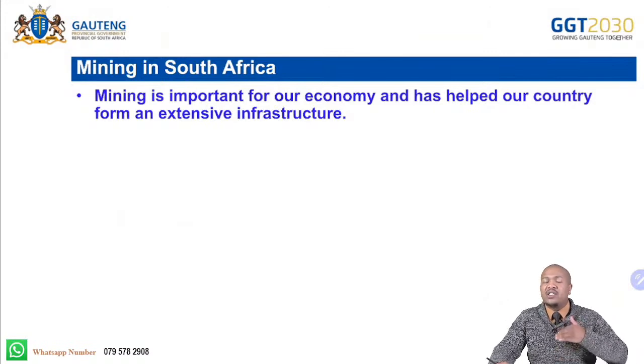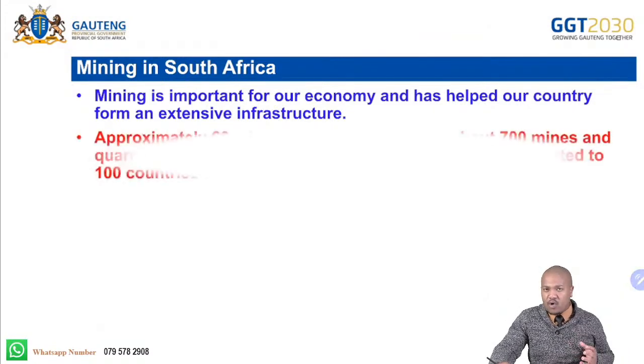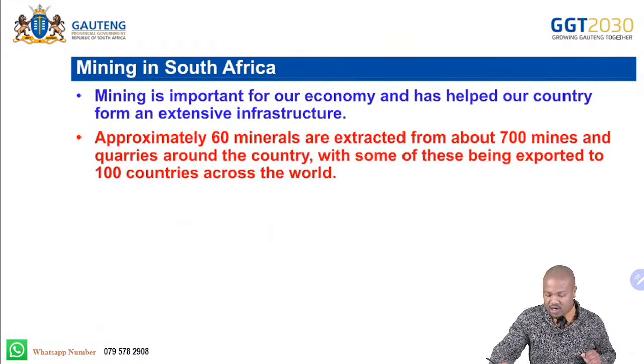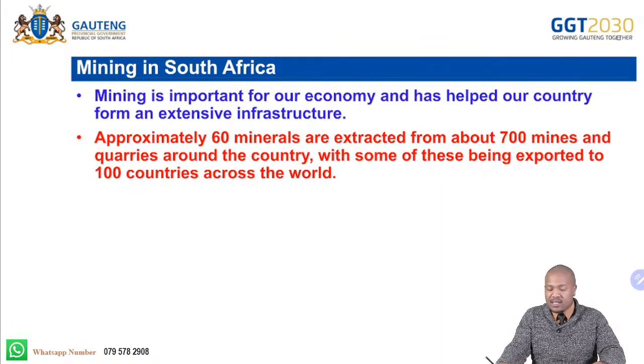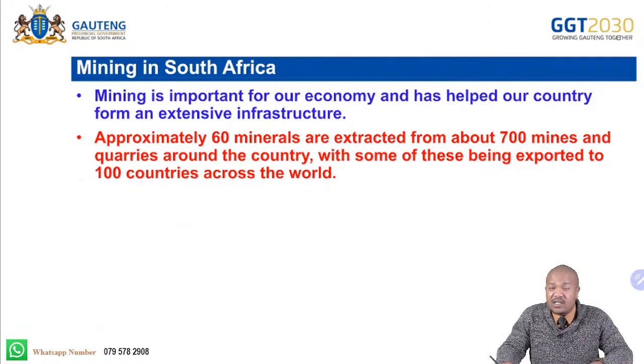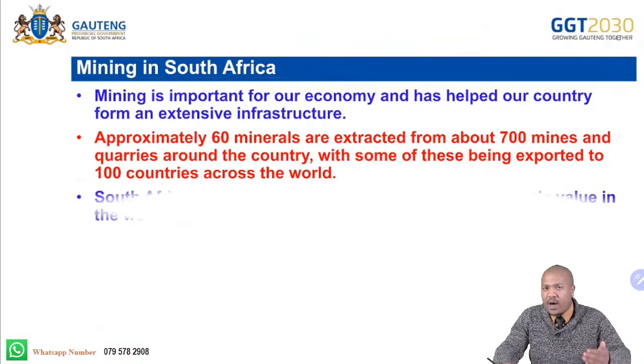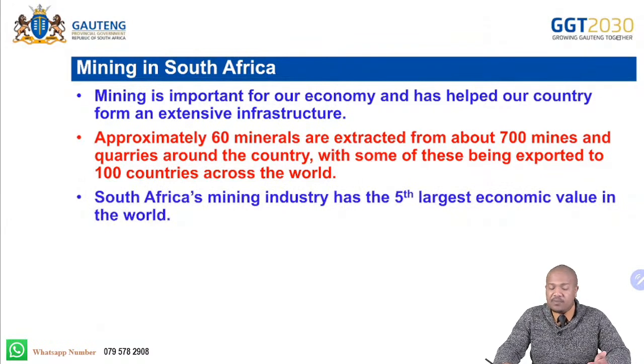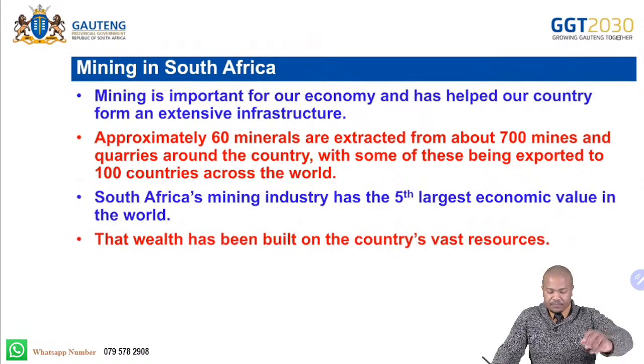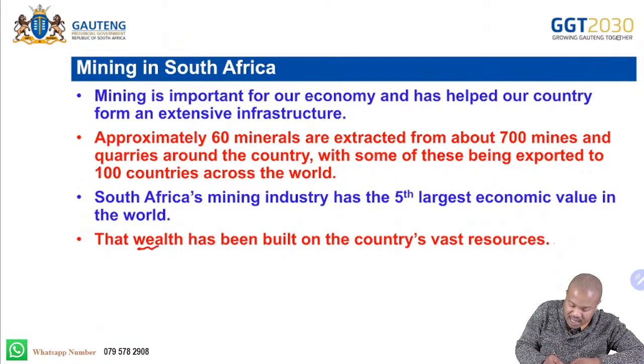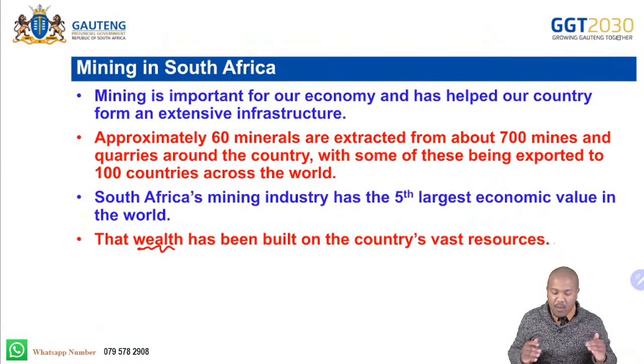We are able to increase our wealth and also to improve our economy to be able to build such infrastructures. So in our country now, we have approximately 60 minerals that are extracted from about 700 mines and quarries around the country, with some of these being exported to 100 countries across the world. Are we together? South Africa's mining industry has the 5th largest economic value in the world. So it increases what? Our wealth as a country, and it improves what? Our economy.